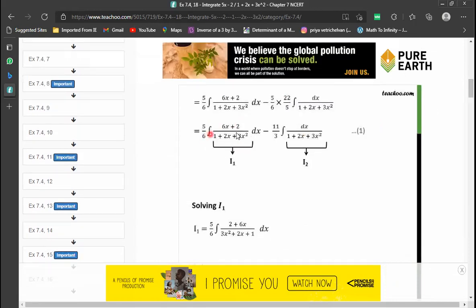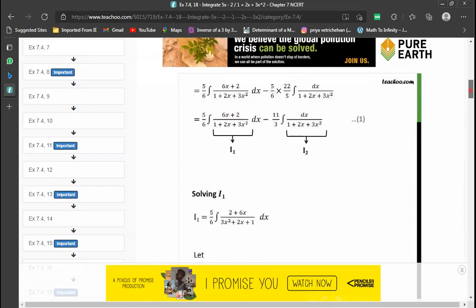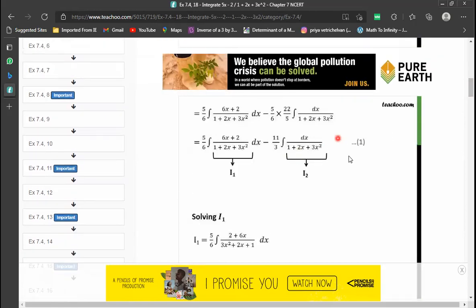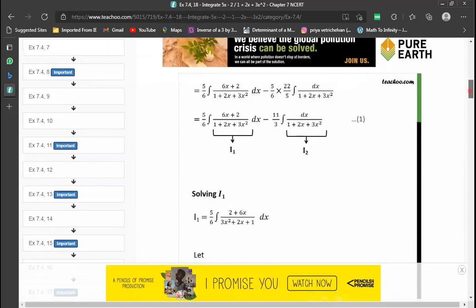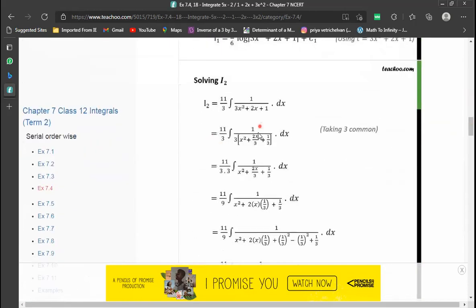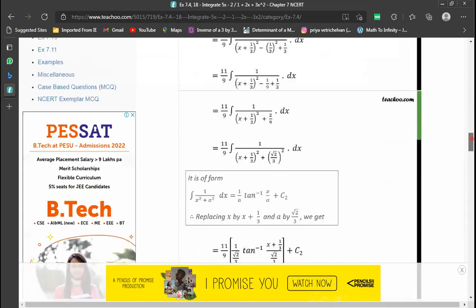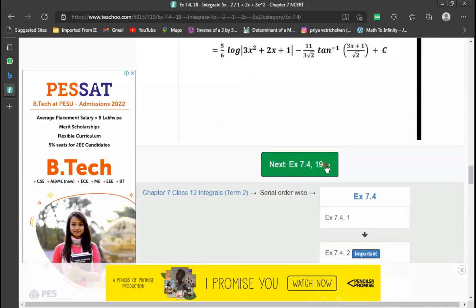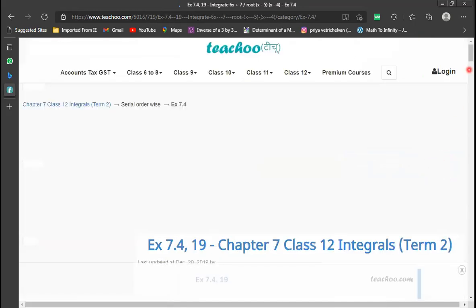This fraction can be solved using the substitution method. You take this expression as t, and you'll be getting the result as the numerator. And for this 1 plus 2x plus 3x square, you take the 3 outside. We'll be having x square plus 2x upon 3 plus 1 by 3. Again, you can solve this using the completion of the square method. Adding plus and minus, adding b square and subtracting b square.